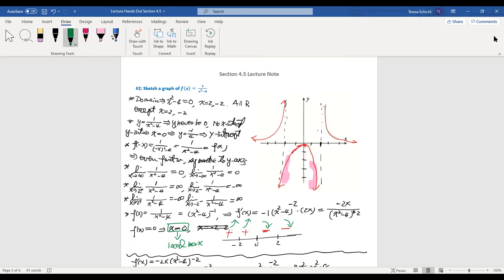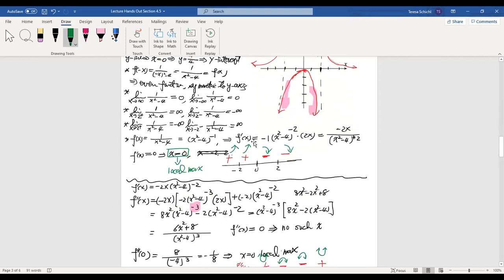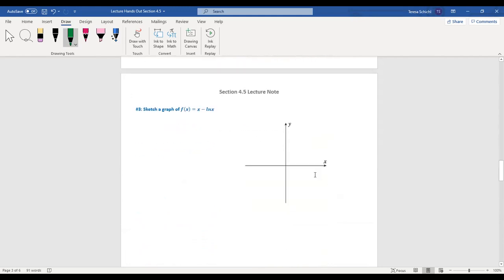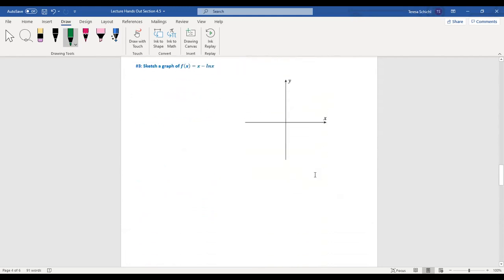Okay, so this is one of the problems: how do we graph a function by considering all the important points. Let's try to do one more and see if we are able to do it. It's the same idea. The first thing is to look at the domain. We know the natural log cannot be 0 and cannot be negative, so my domain has to be 0 to infinity.